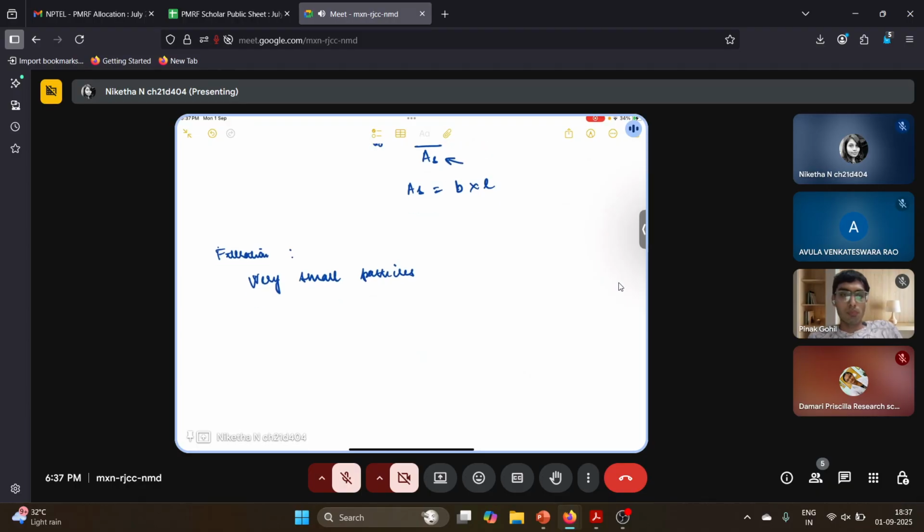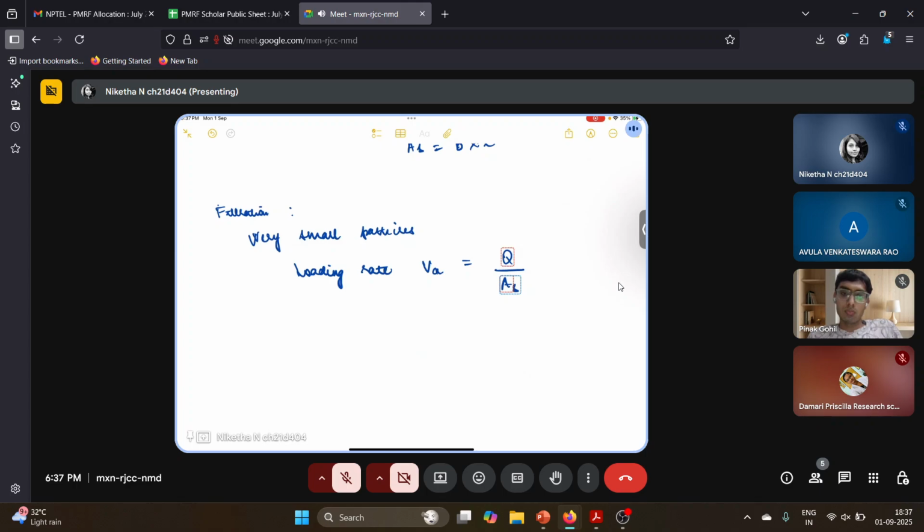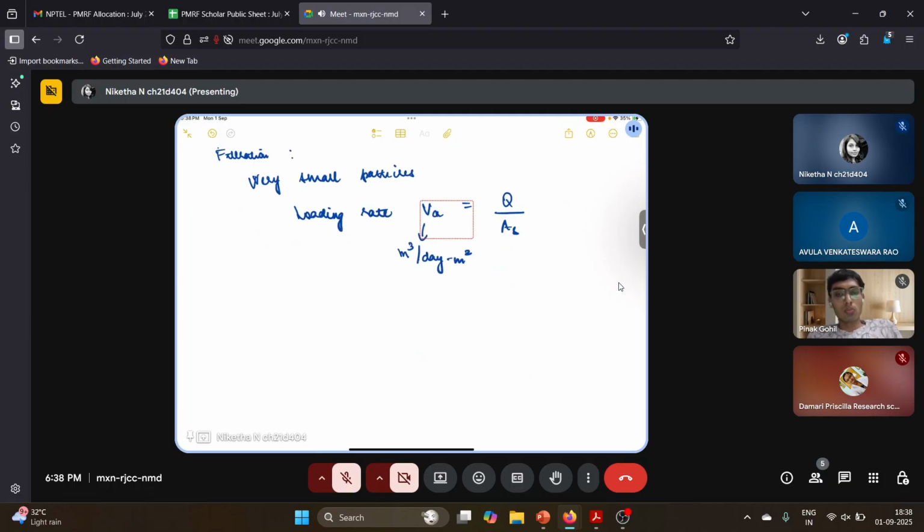And in a filter, we have something called a loading rate. This loading rate is given as VA. So the loading rate equals Q by cross sectional area. Here the loading rate is also known as face velocity, and the units for this is meter cube per day meter square. So we'll see what this is in detail.